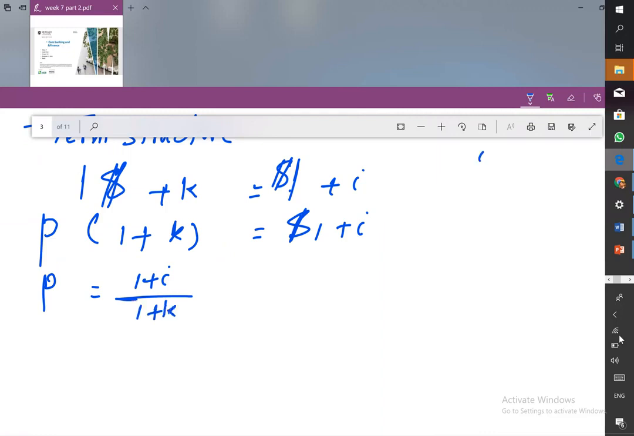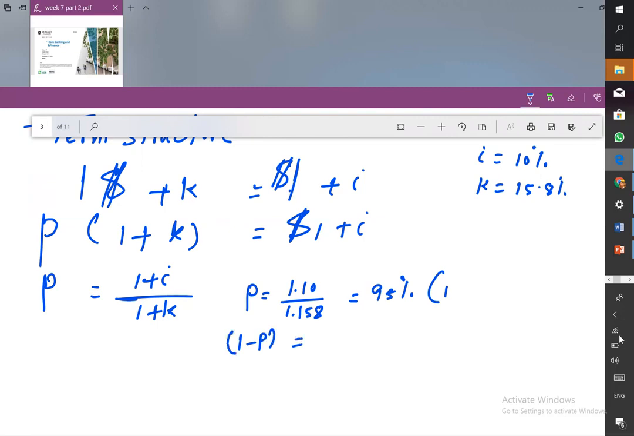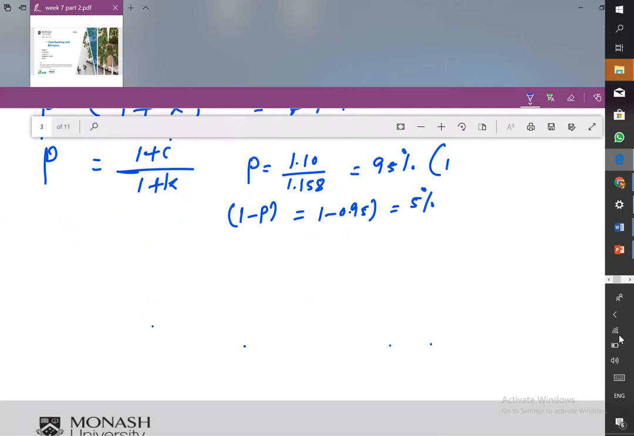So if I is, say, 10% and K is 15.8%, I can say B is 1.10 over 1.158, which is about 95%. So if the probability of payment is 95%, the probability of defaulting, which is 1 minus B, will be 1 minus 95%, which is 5%. This is the whole issue. If you want to draw it, it's just like this.